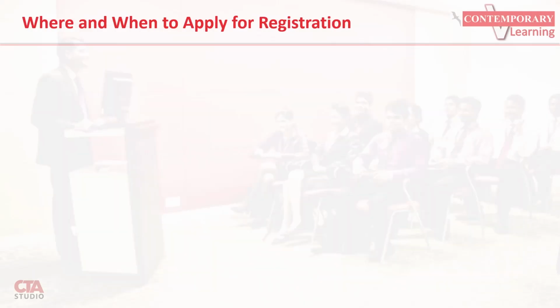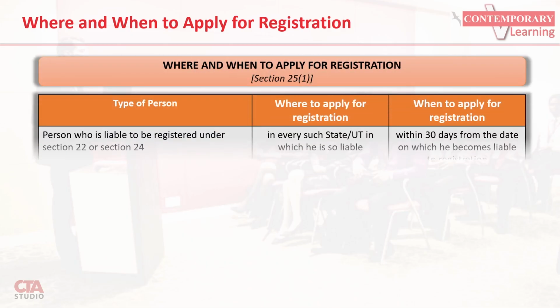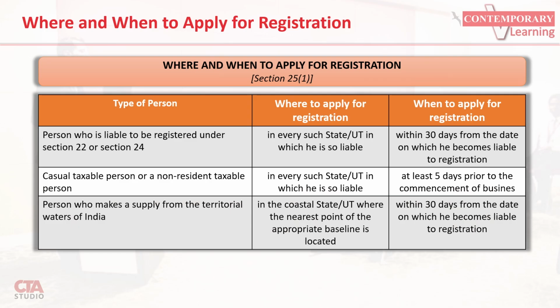Let me explain the geographical and temporal aspects of GST registration application as specified in section 25(1). The rules vary based on the type of person applying. For persons liable to be registered under section 22 or section 24, you must apply in every state/UT where you are liable to register, and you must do so within 30 days from the date on which you become liable to registration. This 30-day timeline is crucial and non-compliance can lead to penalties.